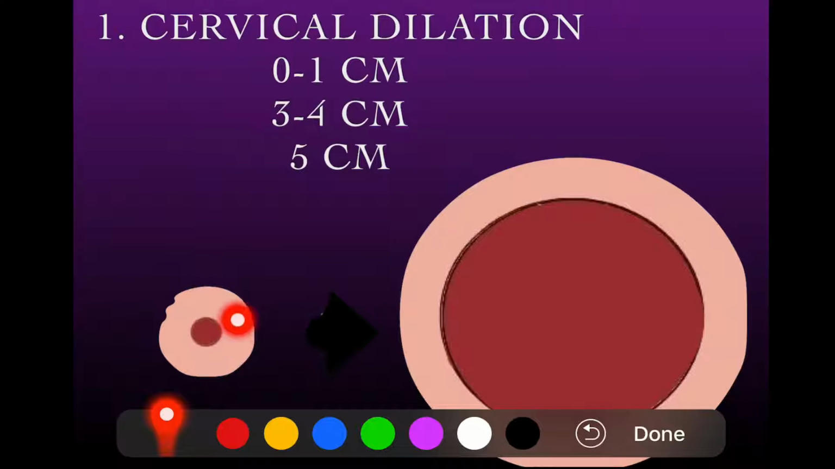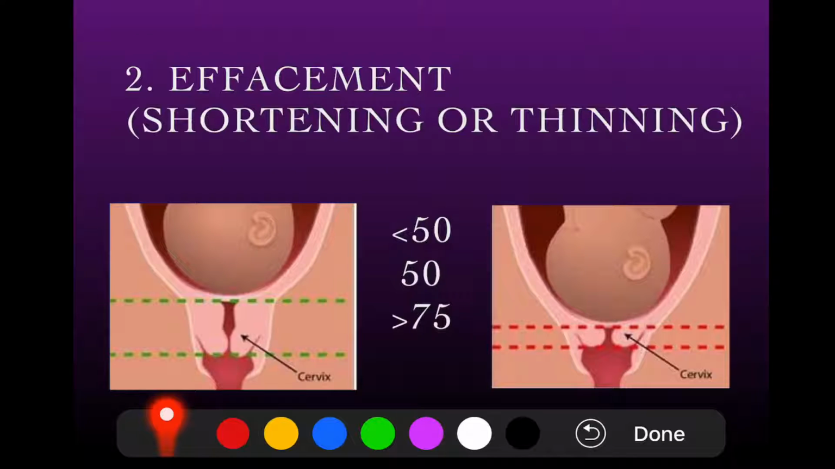This cervix is completely closed, which will give a Bishop score of 0. For a fully dilated cervix, we give, for example, 5 or more. In this case, we will give a Bishop score of 2. The next is effacement: shortness and thinning.